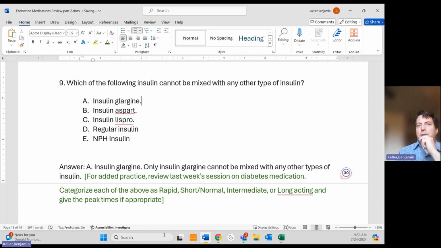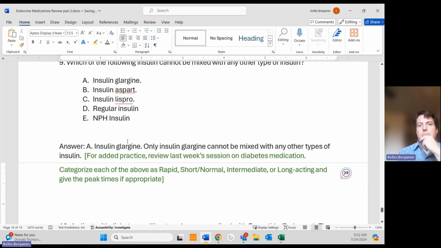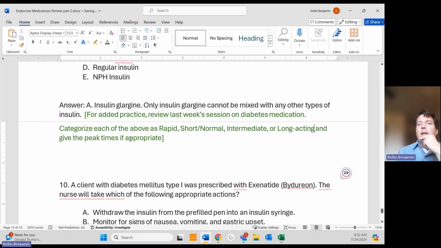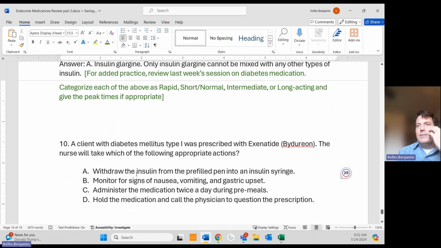But I want you to go back and take a minute and categorize rapid, short, intermediate, or long-acting, and give the peak times if appropriate. So I want you to go back and take a look at the handout from last week and your notes, because you will see these questions. You will. All right.